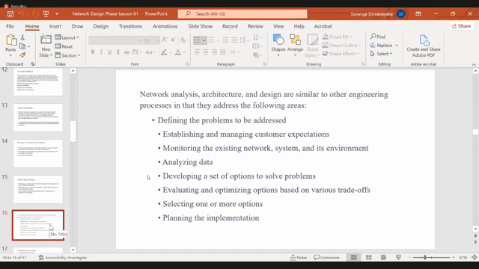Do you have that example? Is it clear? Are you clear on the solution architect's responsibility?